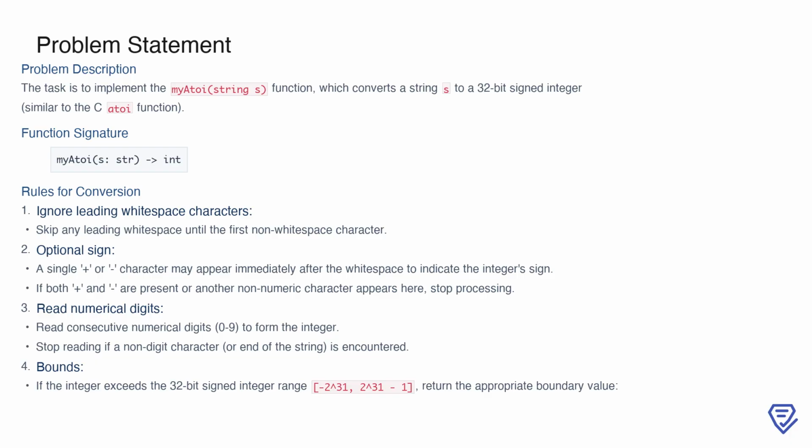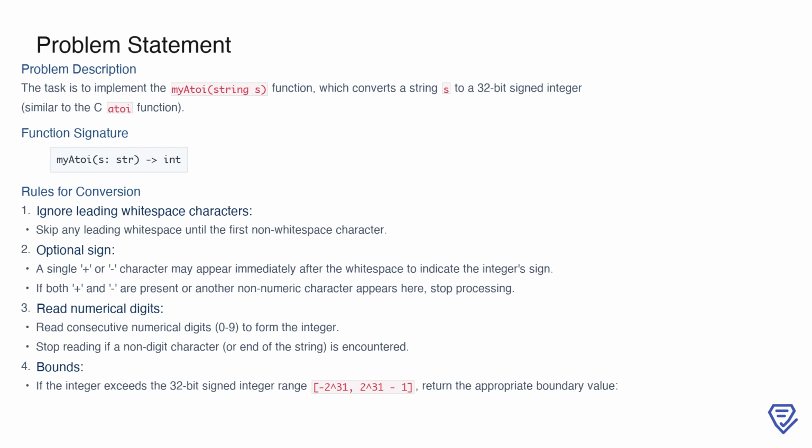Next, the function looks for an optional sign, which could be a plus or dash, to indicate whether the number is positive or negative. If both signs are present or a non-numeric character appears at this stage, the conversion stops immediately. The next step is to read consecutive numerical digits to form the integer. If the function encounters a non-digit character or the end of the string, it stops processing further.